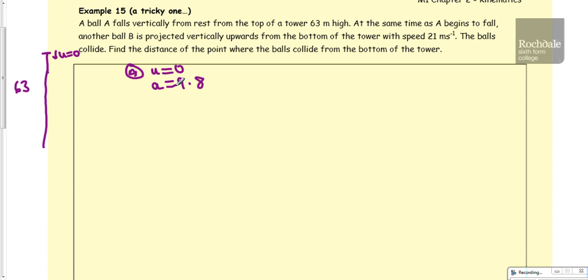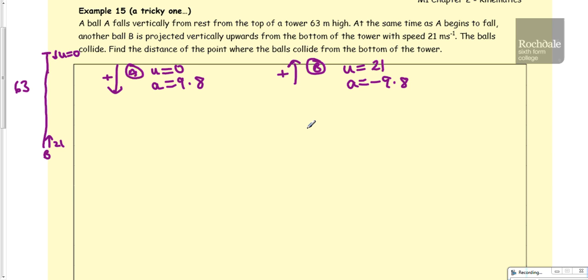It says at the same time that A begins to fall, another ball B is projected vertically upwards from the bottom with a speed of 21. So for B, now, got to be really careful here. For this one, I'm taking downwards as positive. For this one, I'm taking upwards as positive. So we've just got to be a little bit careful with what we're doing. So for B, upwards is positive. So u is 21. So that means a will be minus 9.8. Just make sure that you're consistent. A is going down, B is going up.